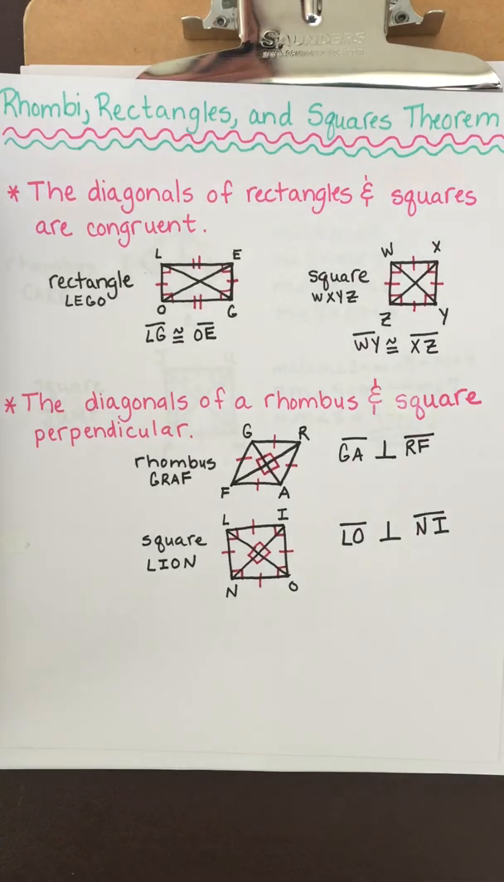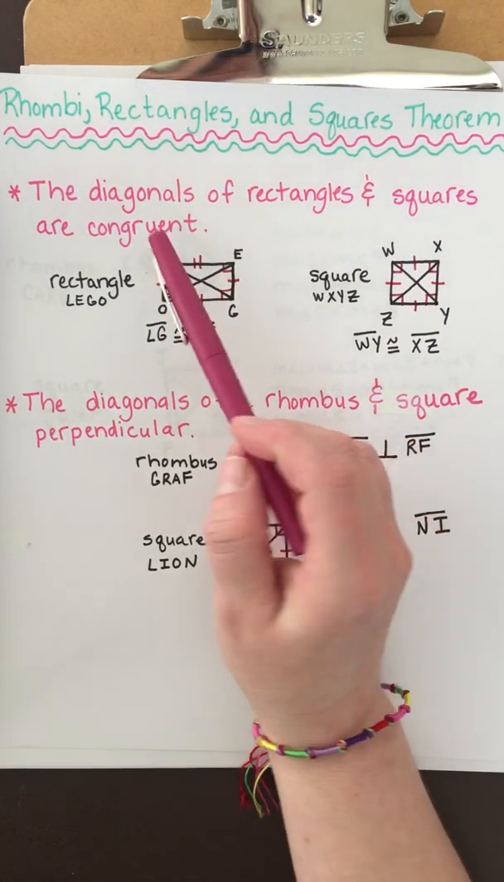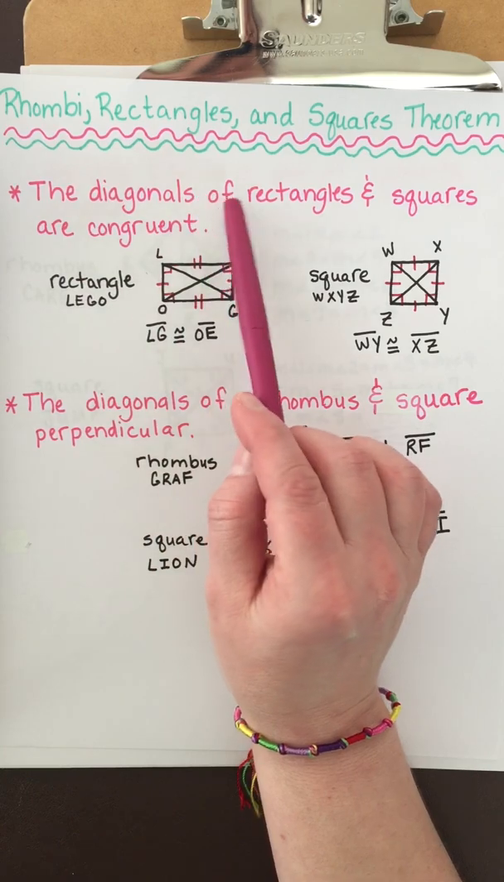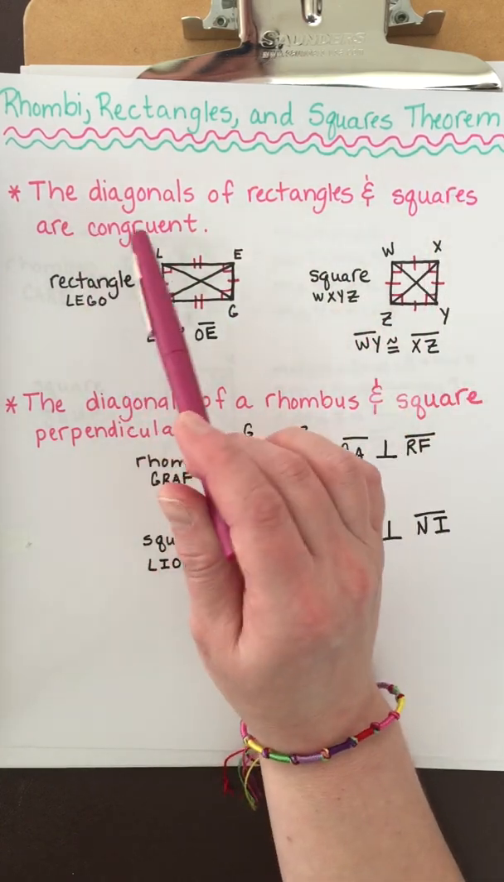Hey you guys, we've already talked about rhombi, rectangles, and squares, so today we're just going to talk about some theorems associated with those shapes. So let's look at the first one. The first theorem says the diagonals of rectangles and squares are congruent.